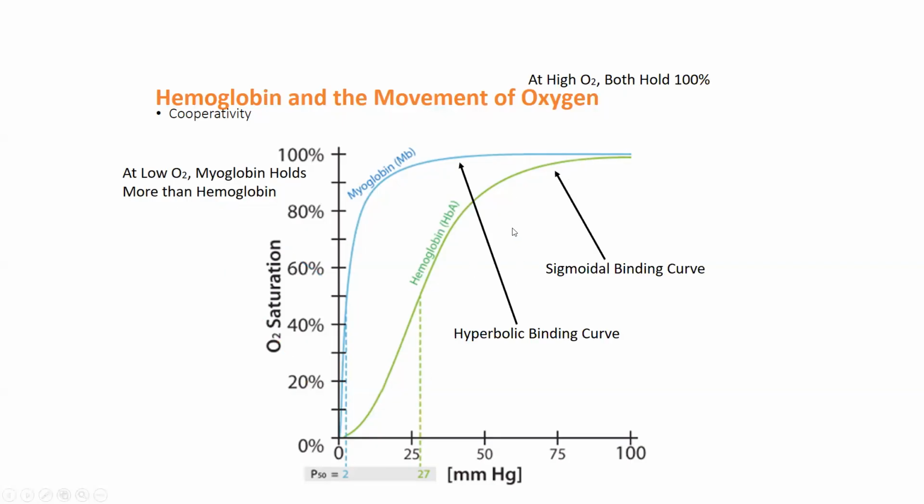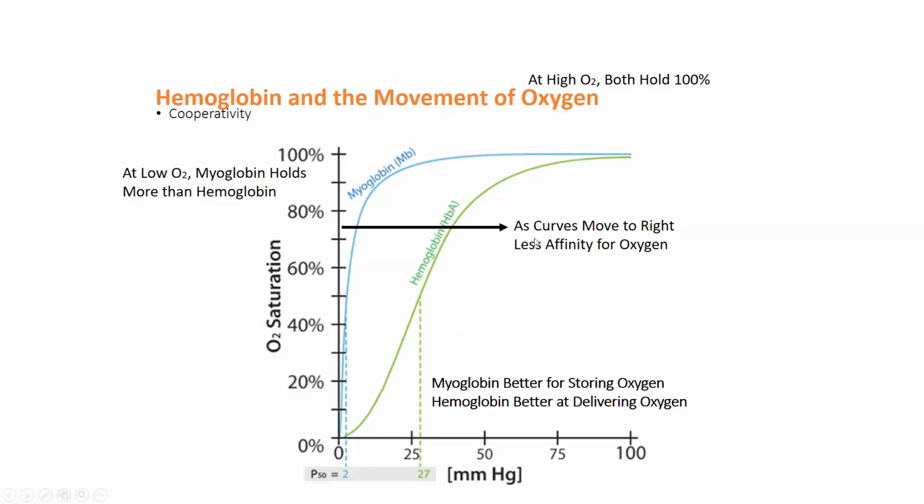That's a sigmoidal binding curve. That's hyperbolic binding. Okay, so as the curve moves to the right, there will be less affinity for oxygen, meaning the situation is going to deteriorate. The metabolic demand is going to be worse. So when we shift to the right, we're going to have less affinity. When we shift to the left, we have more affinity.